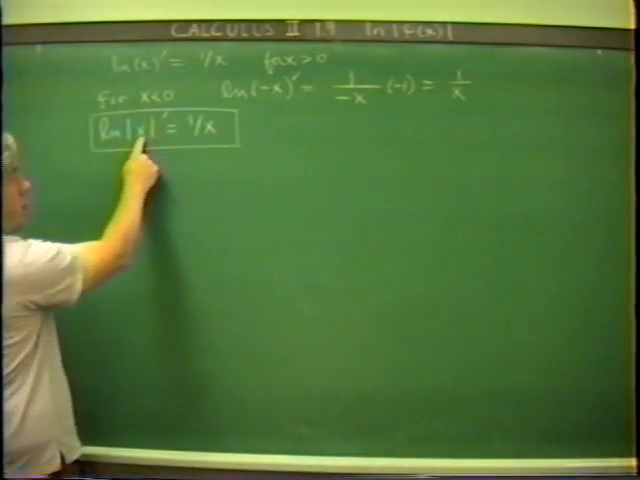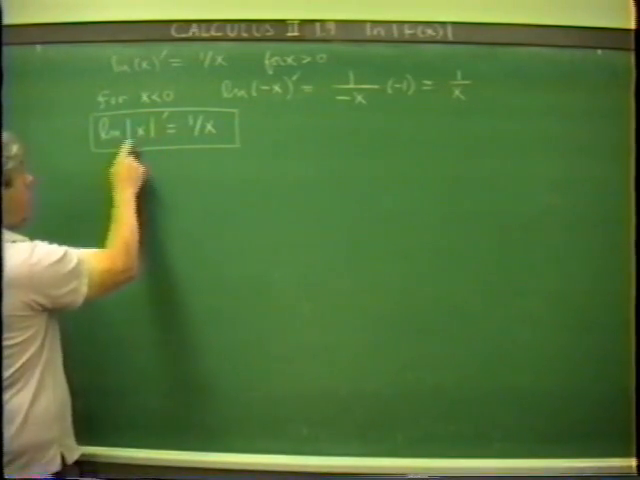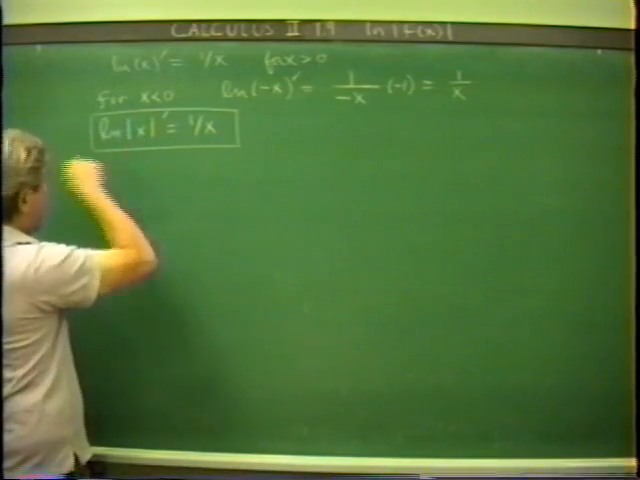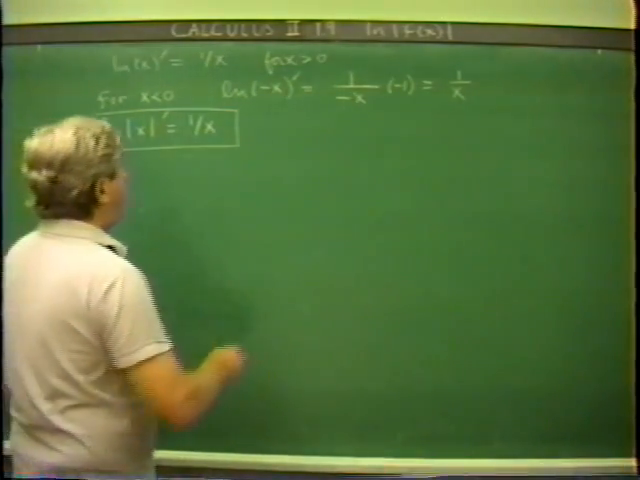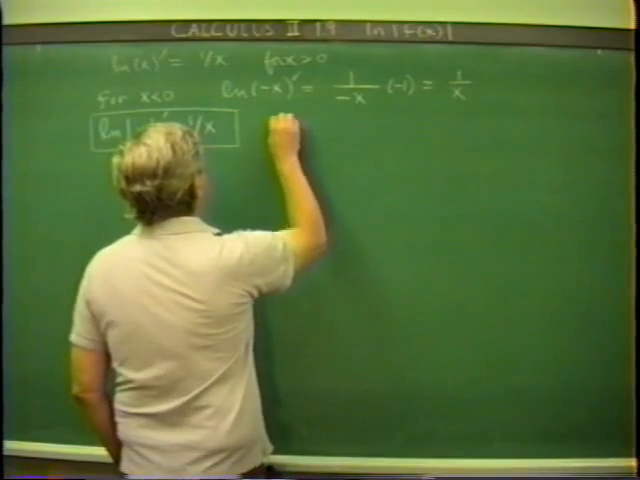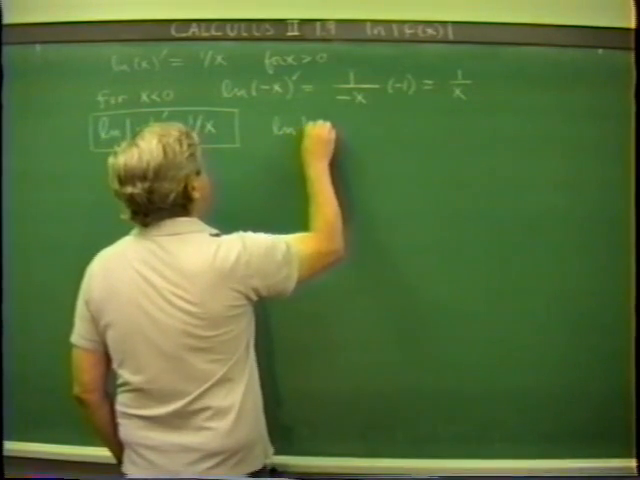All right? So we have here an extension, if you like, of the rule for the derivative of logarithm. Now, when x is 0, logarithm doesn't make any sense here, logarithm absolute x. But for all x's other than 0, derivative of log absolute x is 1 over x. All right?